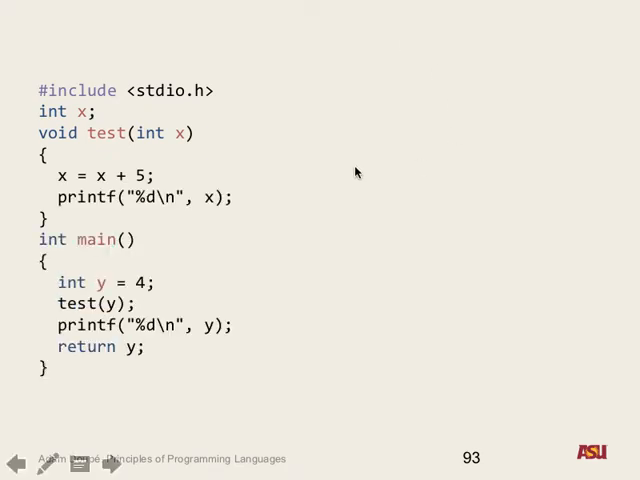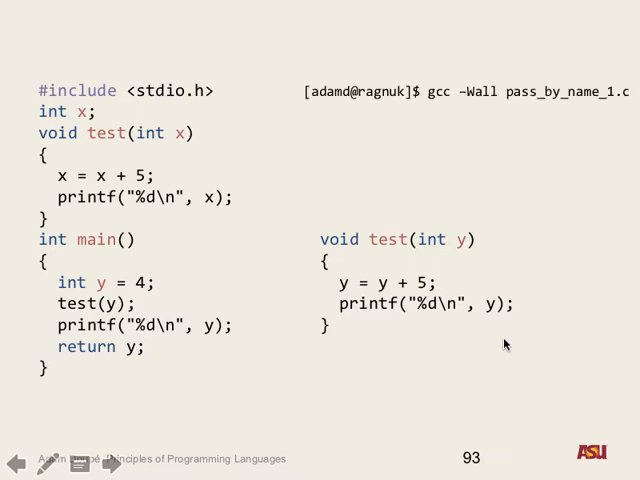So what's going to happen is when this test function is invoked with pass by name, all of these x's here and here are going to be replaced with y's, with this text here. So it's going to be y is equal to y plus 5, and print out the value y. So let's say we have some GCC compiler that actually uses pass by name. It's going to execute, so what's the output going to be? 99, just like references, right?